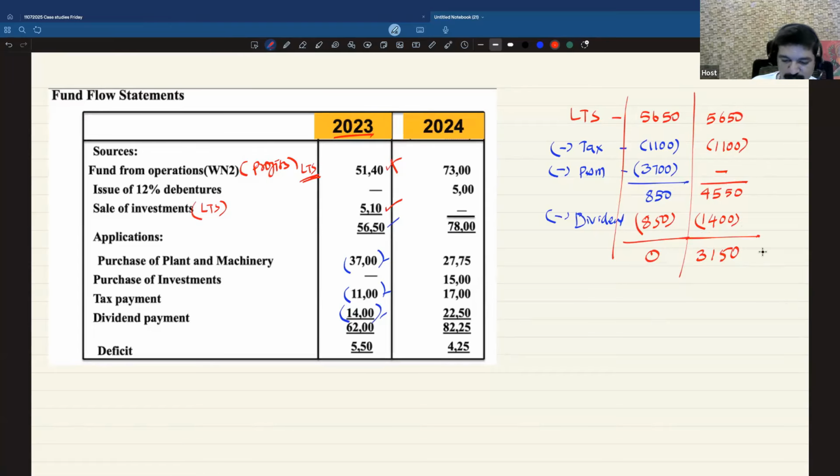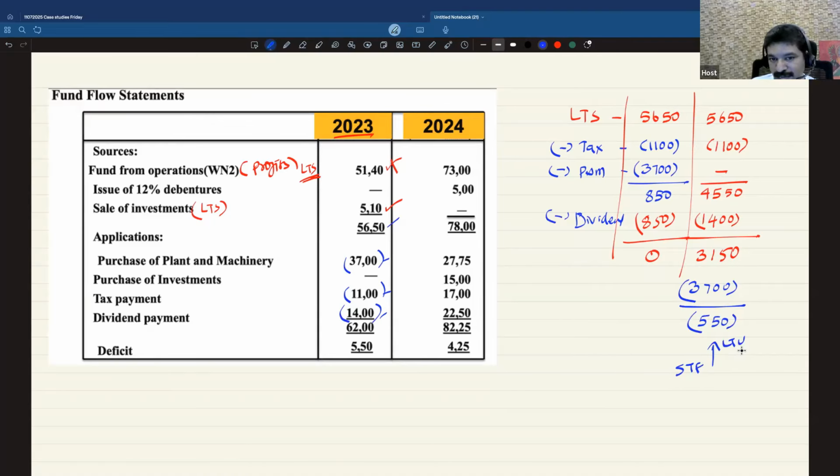So when they had 3,150, what they did, they went and purchased plant and machinery of 3,700. So here also what they did, they landed in a deficit of 550. And how did they manage the deficit? They took these short-term funds and they used it for long-term use. So now tell me whether this approach is correct. Yes or no? This approach is also wrong.